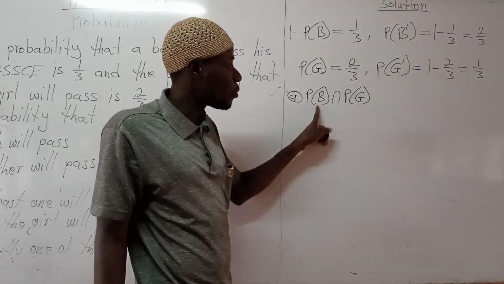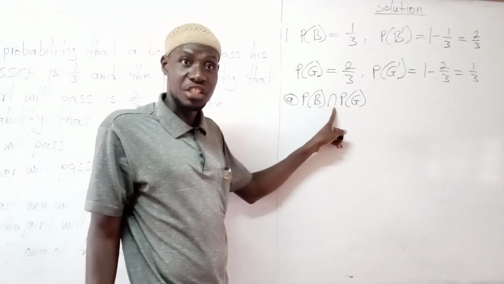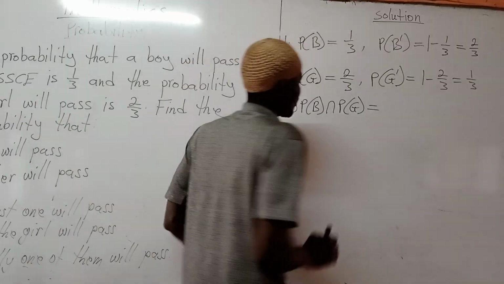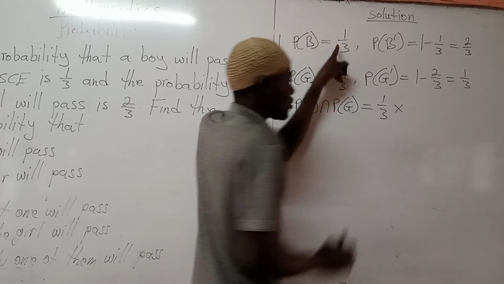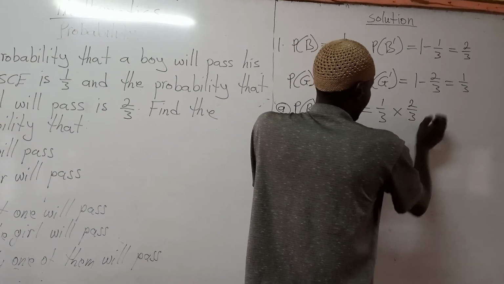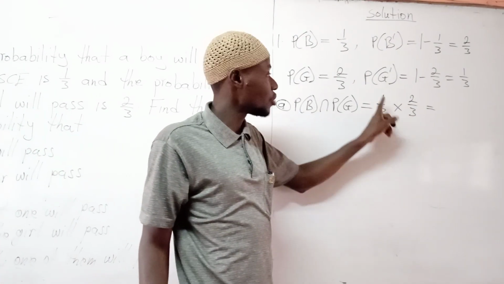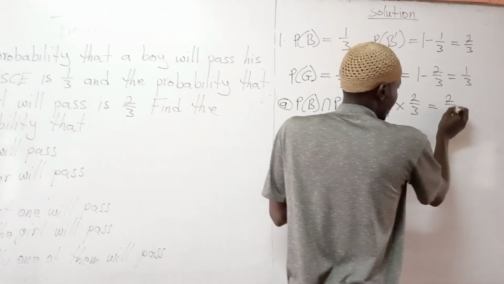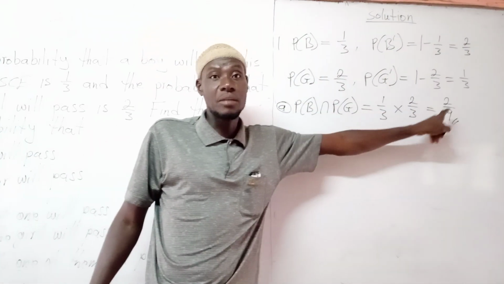And so the probability that the boy will pass and the probability that the girl will pass. And don't forget, we said that intersection means multiplication, so multiplying the two. So this will be equal to the probability that the boy will pass, which is given as 1 divided by 3, times the probability that the girl will pass, which is 2 divided by 3. So we multiply numerator by numerator, denominator by denominator. 1 times 2 gives us 2, divided by 3 times 3, which gives us 9. So the probability that both will pass is 2 divided by 9.